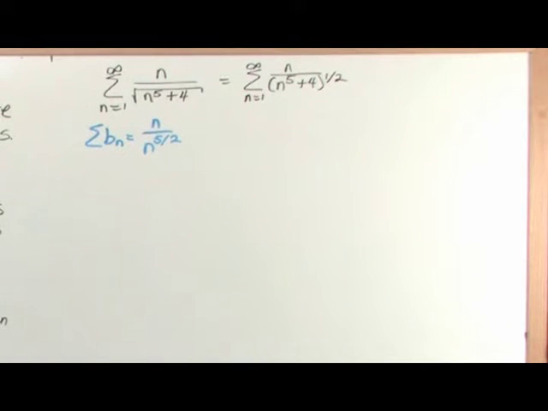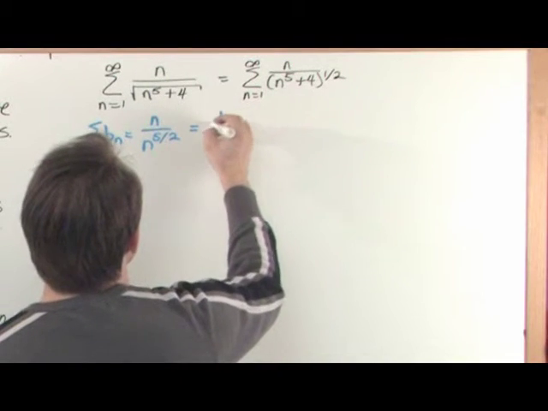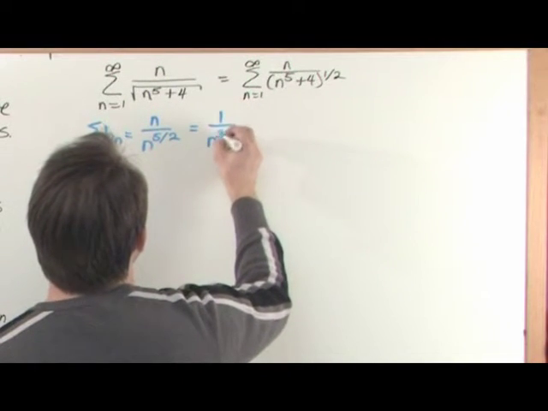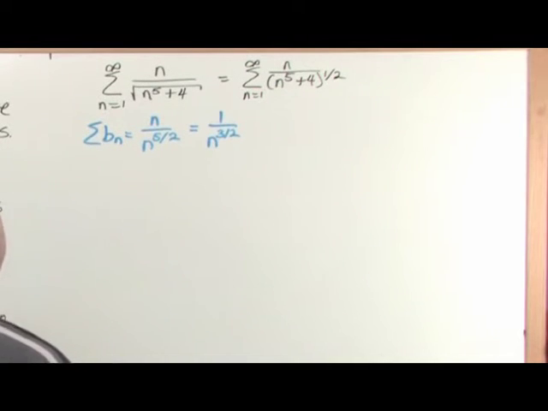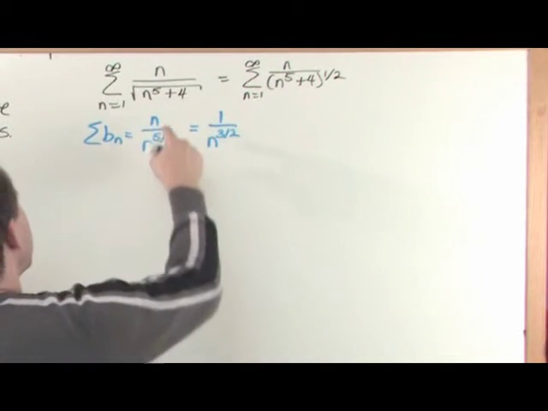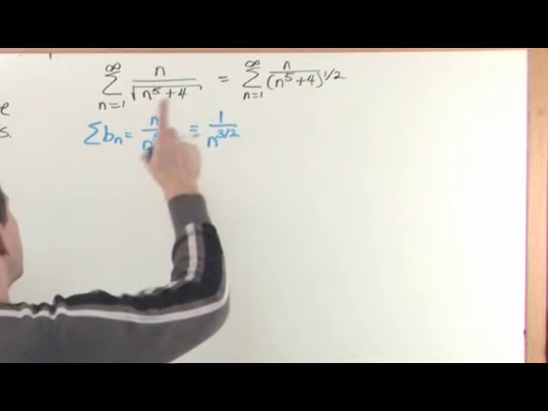So it's n over n to the 5 halves, okay? So the next thing you want to do is see if this thing converges or not. You can see that this is going to reduce to 1 over n to the 3 halves, because basically you strike this out and you're subtracting 1 from the bottom.